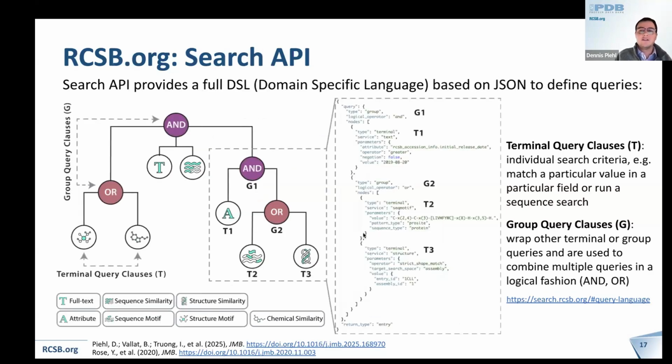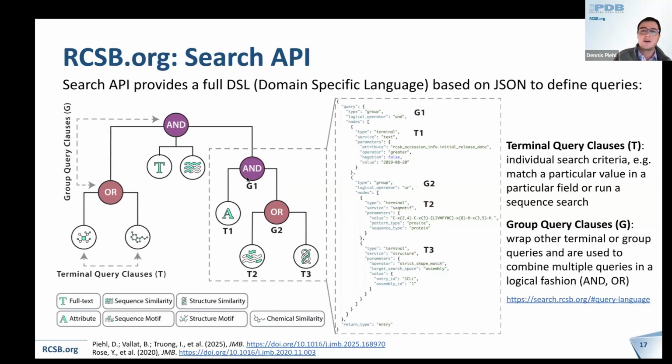So now let's take a look at how this is interpreted by the Search API backend. Let's do so by just looking at this small snippet of the illustration over here, in which we have three different terminal nodes. We have an attribute-based terminal node, a sequence motif search, and a structure similarity search terminal node. And these two terminal nodes are grouped together using an OR operator, and then this group is grouped with this terminal node using an AND operator.